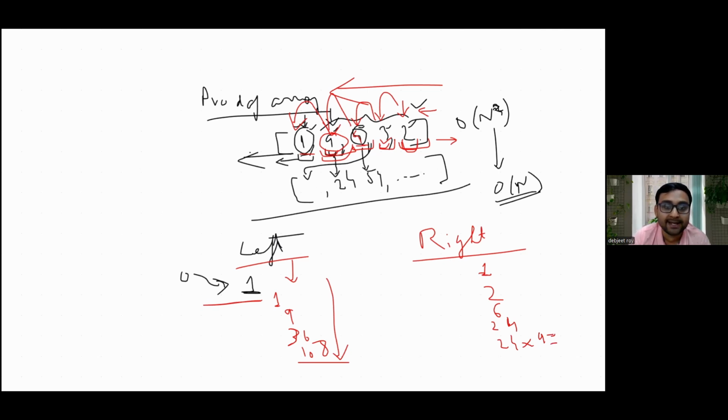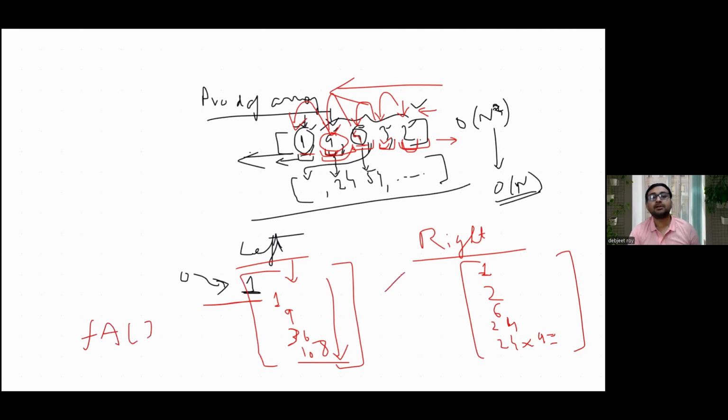So this is a separate array for left, and this is for right. We have created two arrays. Now we will be creating one final array, where it will store the multiplied value of left and right. So we are calculating the product, right? For each and every index value, we know the left product and we know the right product.